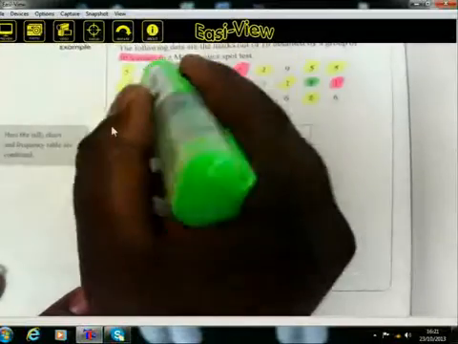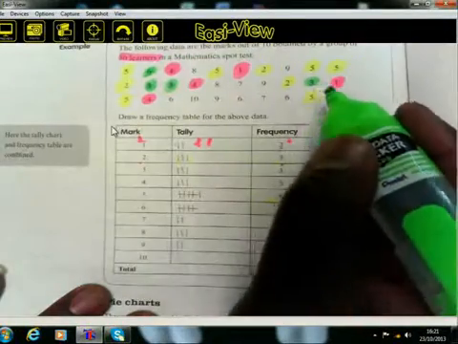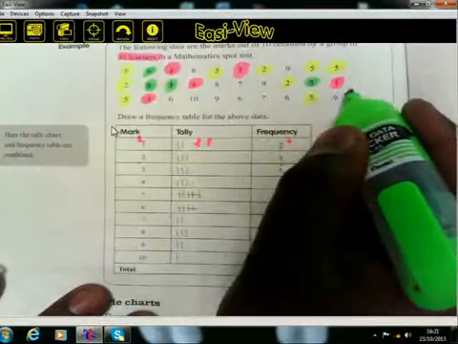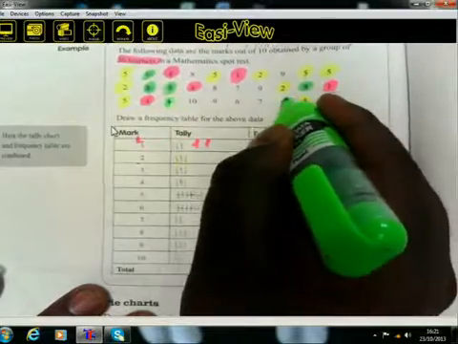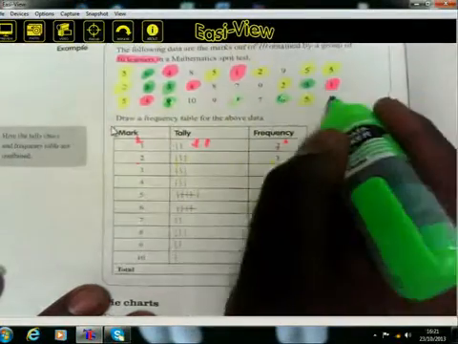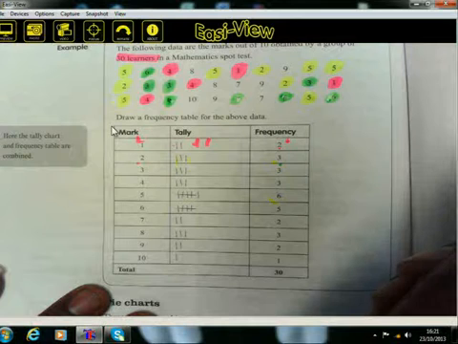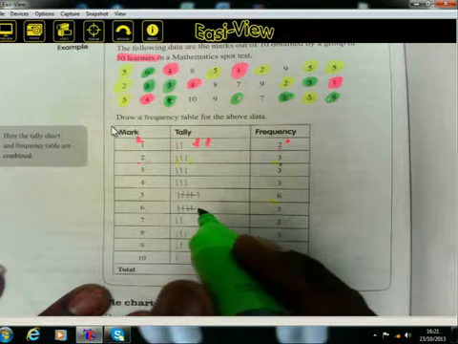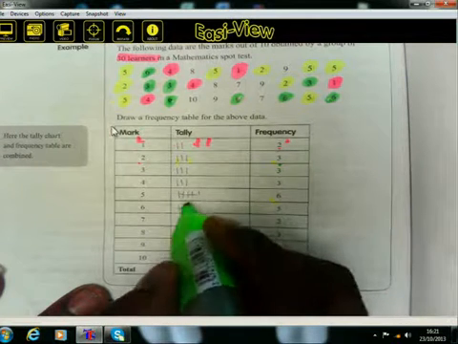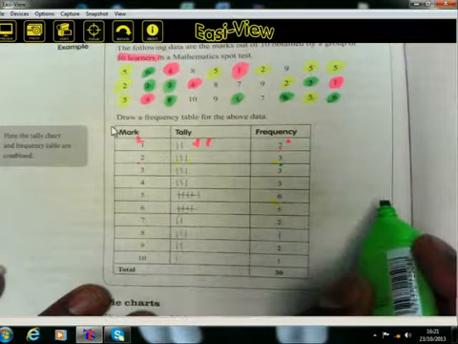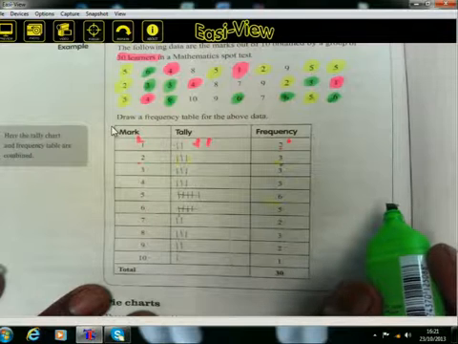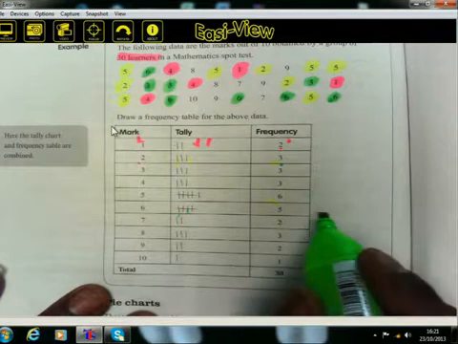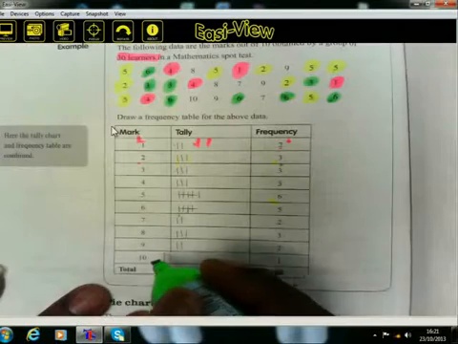Let's check how many 6s we are having. It's 1 on the first row. Second row, nothing. Third row is 2, 3, 4, 5. How many 6s are we having? 5. You remember what we must do? It's 1, 2, 3, 4, and then the fifth one you just put on top of the other 4. And then it will be fifth, and we write 5 on that side.